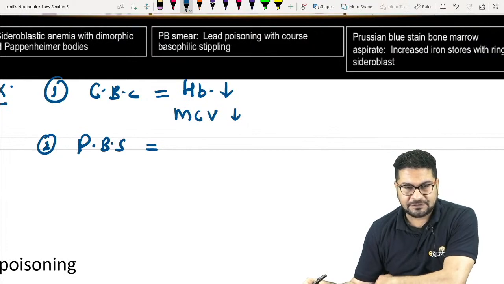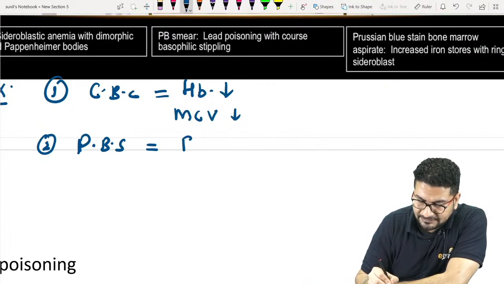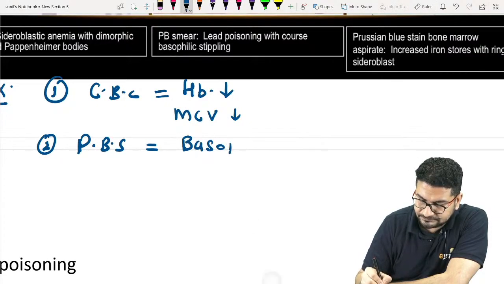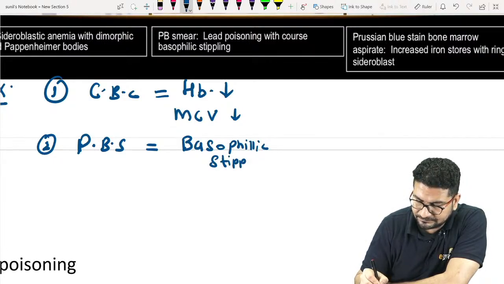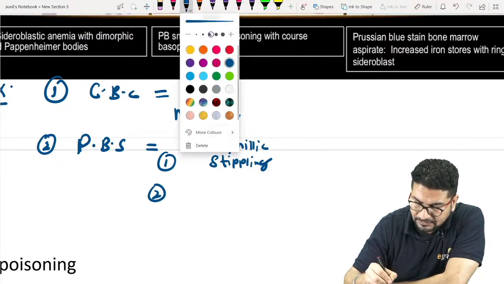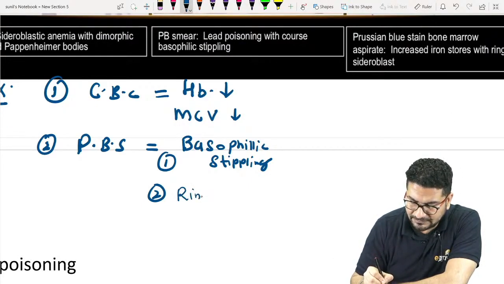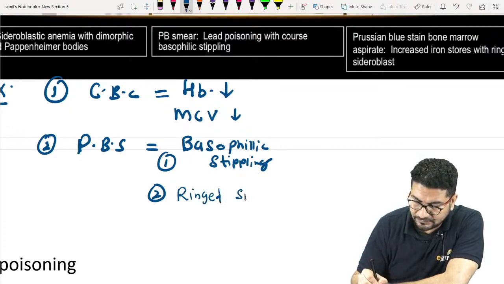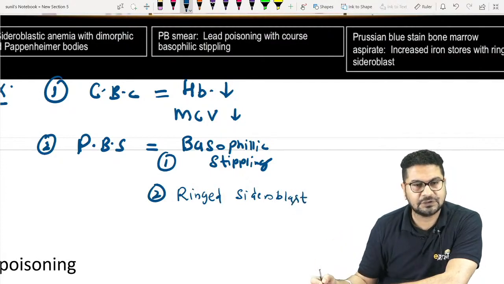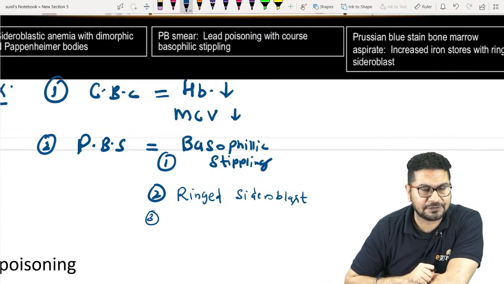In the peripheral blood smear, what will you see? You will notice basophilic stippling. We call this basophilic stippling. In the peripheral smear, you will also see cells forming a ring. This is called a ringed sideroblast. You will see ringed sideroblasts, where they form a ring.